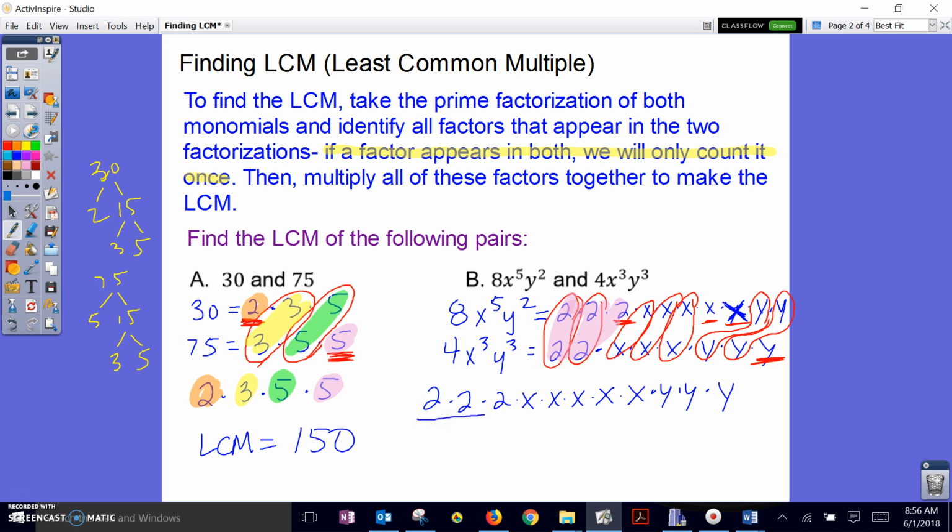We'll multiply all these out. 2 times 2 times 2 gives us 8. X times x times x times x times x, that's x to the 5th. And y times y times y gives us y to the 3rd. And so that is going to be our least common multiple. Now, if you look at what's going on with the variables, hopefully you can pick up on an idea that's going to be a little bit of a shortcut for you for determining what power of the variables should appear in the LCM.